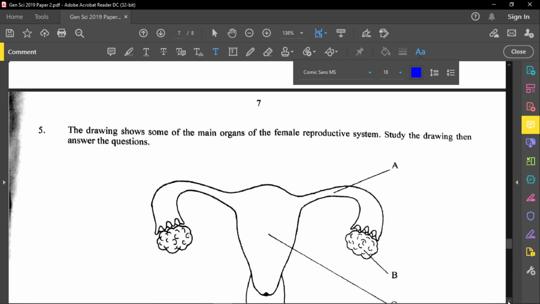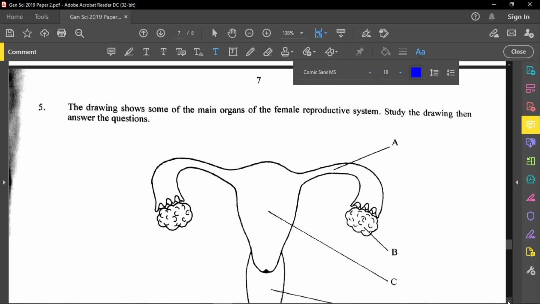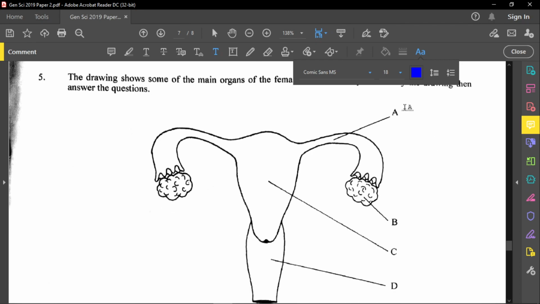And this question here, so the drawing shows some of the main organs of the female reproductive system. Study the drawing, then answer the questions. And so we have some labelings here. Again, let's quickly label. So here we have what they call a fallopian tube. And B will be the ovary. C is the uterus, otherwise called the womb. And D is the vagina.